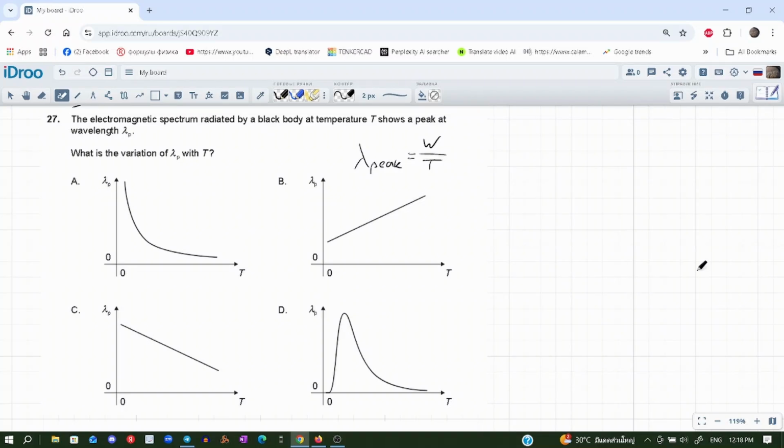And only graph A satisfies, right? Only graph A is okay, because this one is linear, no, and this one is, of course, no. Only option A shows us the proportionality like this between them.